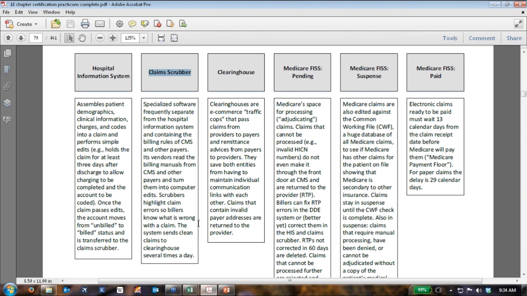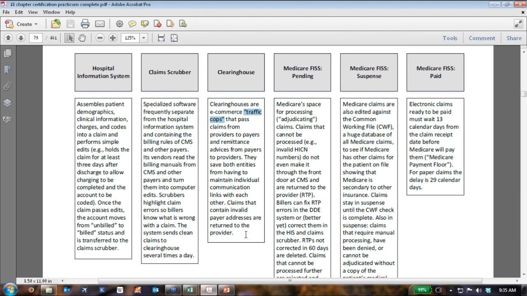And then once a claim passes those edits, it goes to the clearinghouse. Now, if you ask someone in healthcare to define a clearinghouse, try that sometime and see what kinds of answers you get. I don't know if people really understand what a clearinghouse really is. It's an e-commerce tool. I think of it as a traffic cop that regulates the traffic between a provider and a payer. If you think of a world without a clearinghouse, that's maybe a better way or an easier way to understand what a clearinghouse does. If you didn't have a clearinghouse, each provider would have to have its own connection to each payer. You essentially would have to have a login to that payer's computer system.